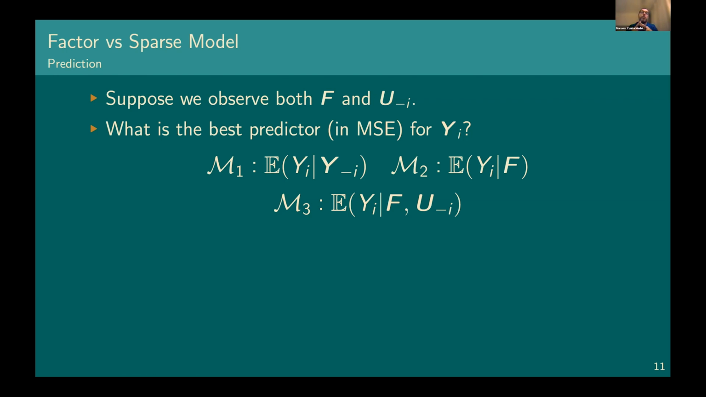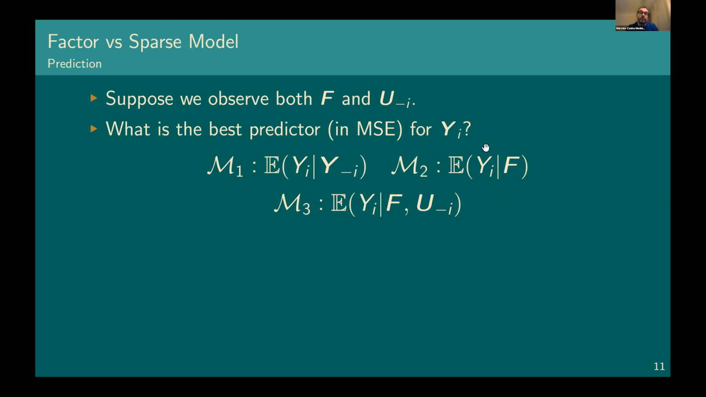And I propose three models. In model M1, I'm going to try to estimate the expected value of yi given all the other y's, which is all the information that I have on the table. In the second, I'm going to construct the expected value, but not using y minus i, because y minus i is large dimensional, so this may be unfeasible. So I'm going to replace all the other variables by the factor that I'm assuming here to be observed.